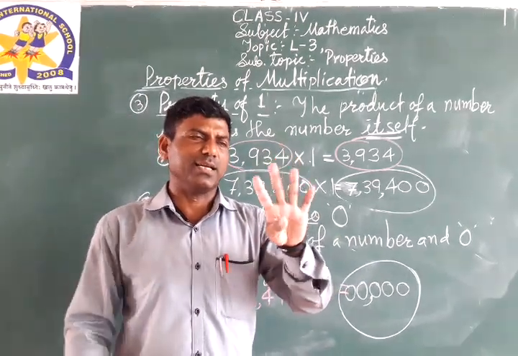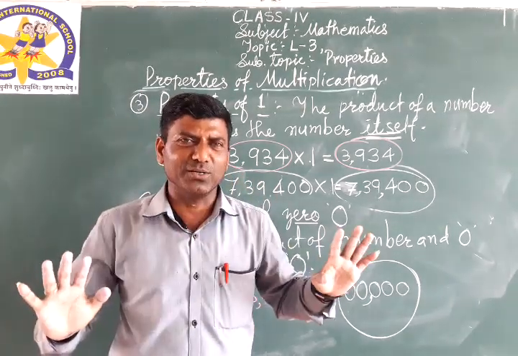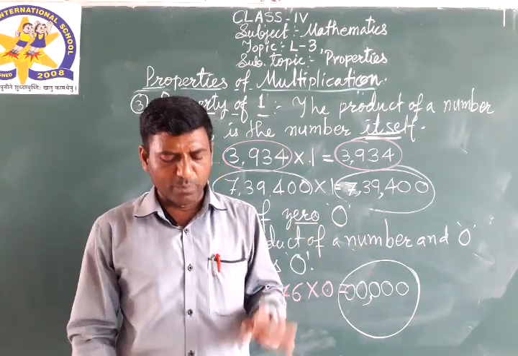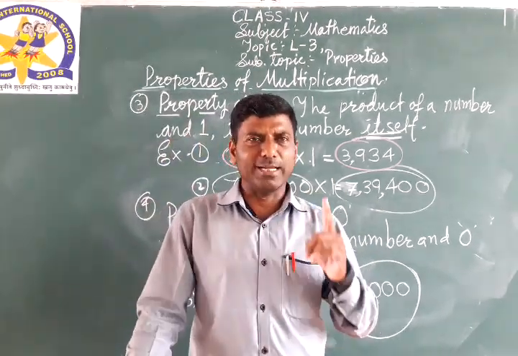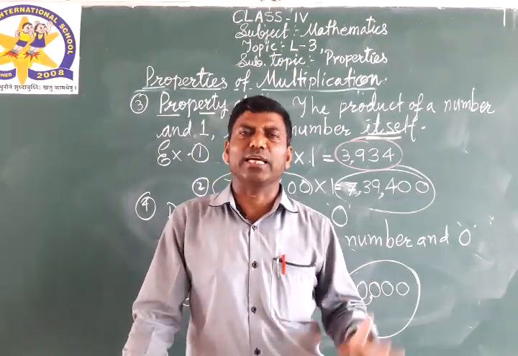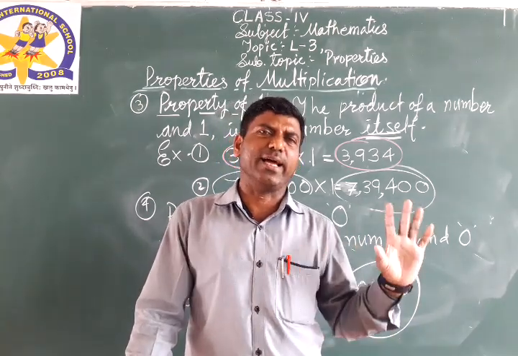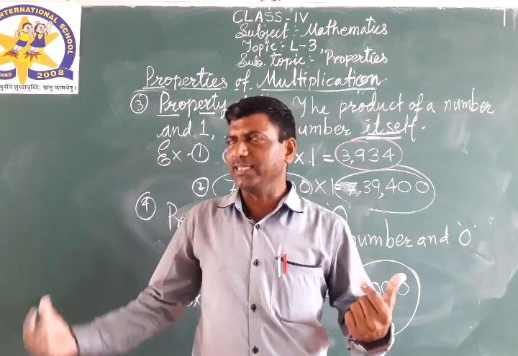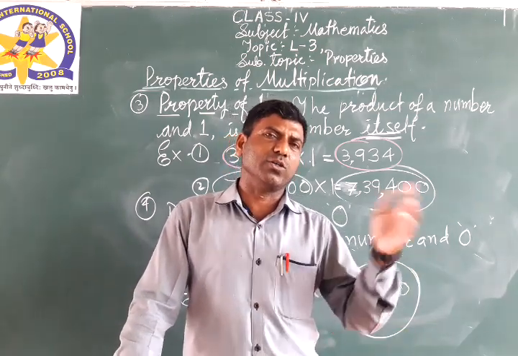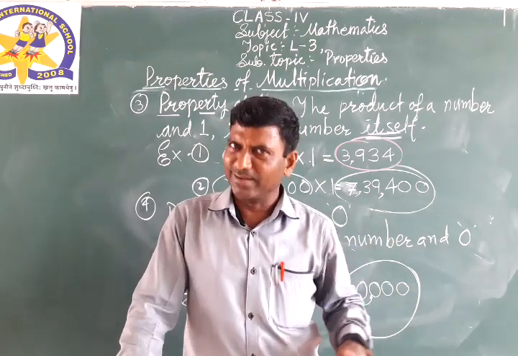The three numbers are there. You can change the sequence of the number, order of a number, then also the product will remain same. Third property, property of 1. If you multiply 1 to any number or any number to 1, the answer will be the number itself. The product क्या आएगा? वही number आएगा. और last property, zero property, property of 0. 0 किसी नंबर को हम 0 से मल्टीप्लाई करेंगे तो आंसर हमेशा 0 ही आएगा.